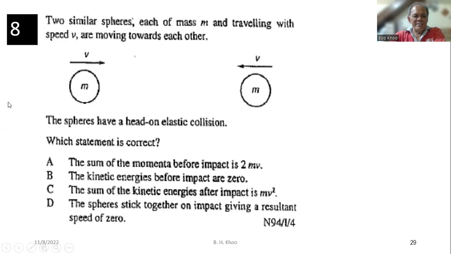Okay, have a go at this one. Stop the video and have a go. Two similar spheres, similar means the same mass, each of mass m and travelling with speed v, are moving towards each other. The spheres have a head-on elastic collision. Which statement is correct? The sum of momenta before impact is 2mv.